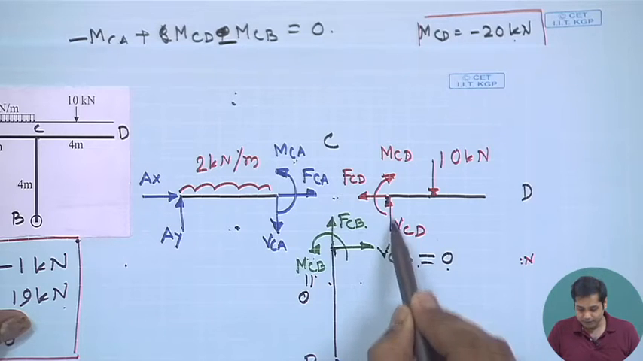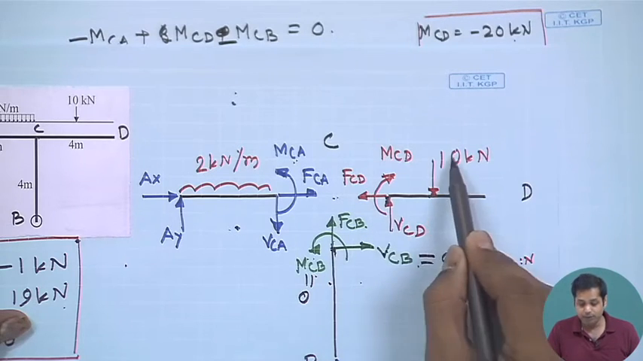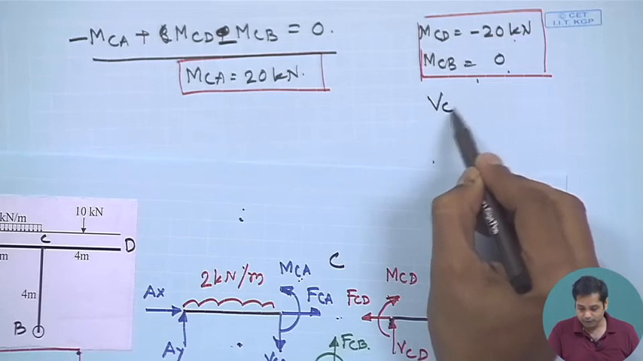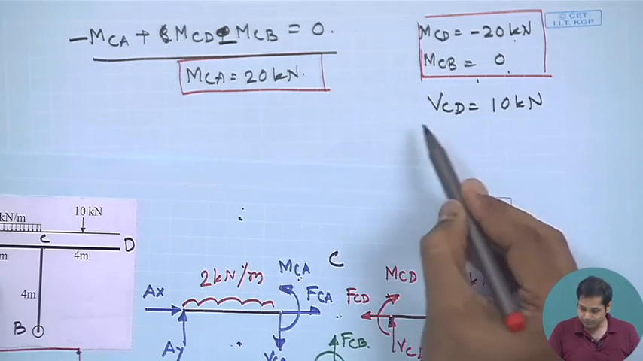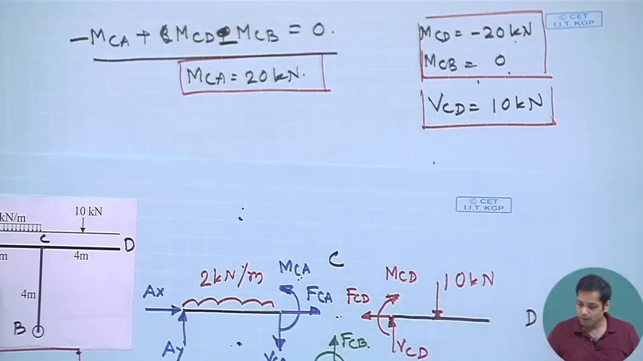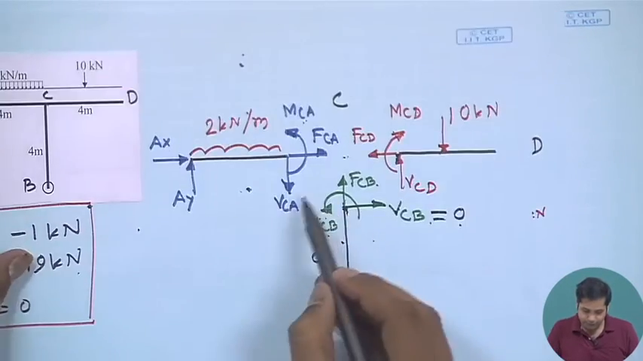Now, if you take this free body diagram and then apply summation of Fy is equal to 0, the only forces are VCD and 10. So, VCD will be 10 kilonewton. So, VCD is 10 kilonewton. Okay. And let us find out VCA.